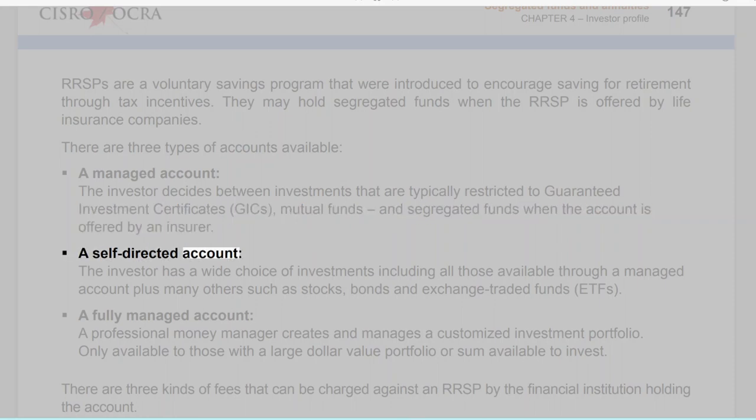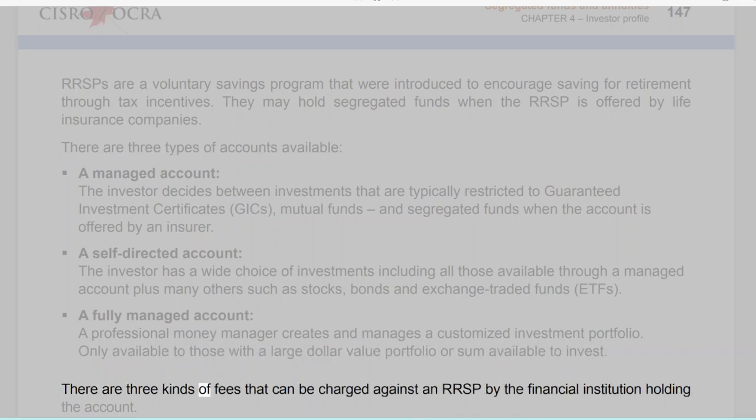A self-directed account. The investor has a wide choice of investments including all those available through a managed account plus many others such as stocks, bonds, and exchange-traded funds, ETFs. A fully managed account. A professional money manager creates and manages a customized investment portfolio. Only available to those with a large dollar value portfolio or some available to invest.